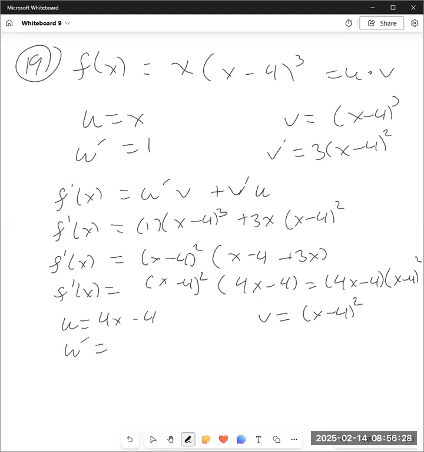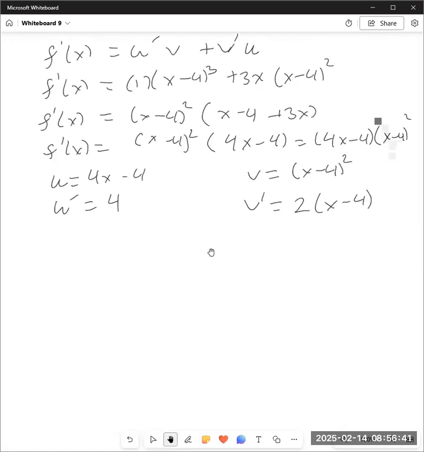U prime is going to be 4. V prime is going to be 2x minus 4. And when we find the second derivative here, that's u prime times v plus v prime times u.